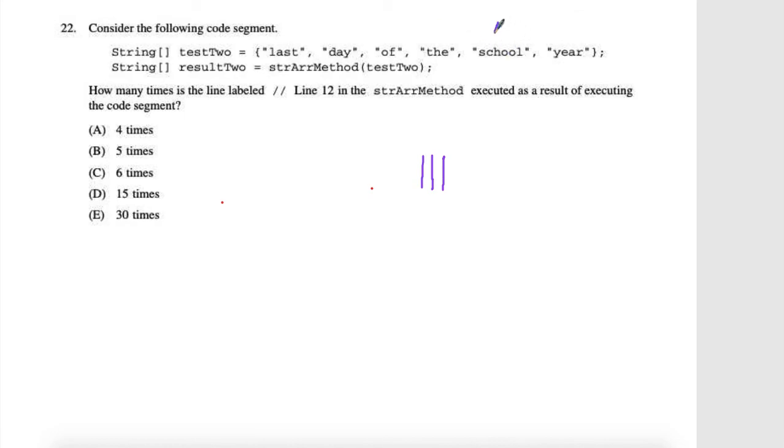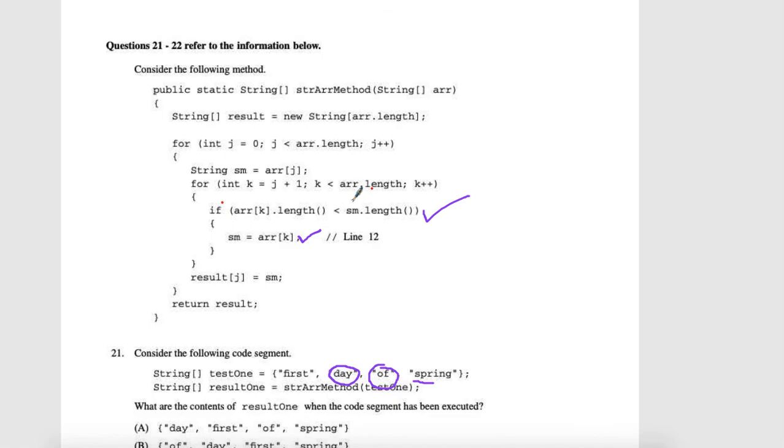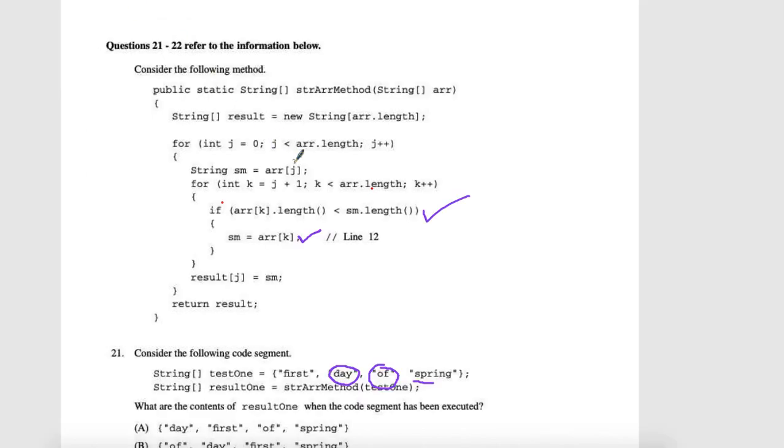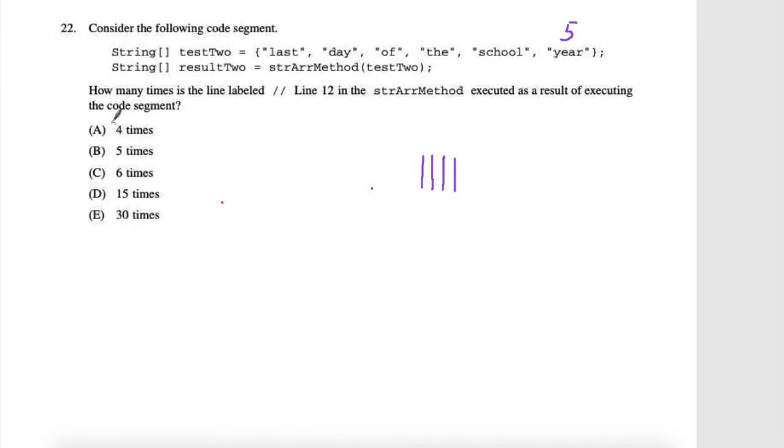Then j becomes 4. Year is shorter than school, so there will be a swap this time. That's the 4th swap. And then we will increment j up to 5. And this will not be swapped by itself. It will just remain because this is a strict inequality. So that means that there have been 4 swaps. SM has been reassigned exactly 4 times. So the correct answer here is that we will get to line 12 4 times.